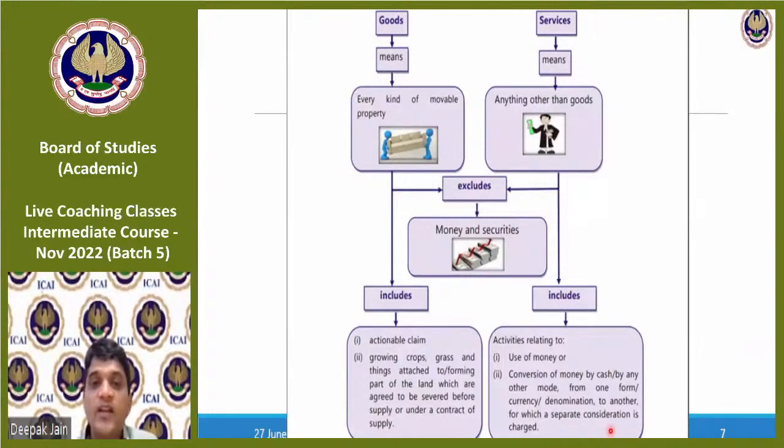Okay, so conversion of money by cash. If I give a 500 rupees note and you give me five 100 rupees notes, that is a conversion of money by cash or by any other mode from one form, currency or denomination to another. So this is not a change in currency. This is the same currency, you're giving a change. So this is not considered as a conversion of money. Even if I say, okay, it is covered under denomination, 100 rupees note or 500 rupees note, you're giving me 500. So it's a change in denomination. Yes, that's a change in denomination, but for which you don't take a separate consideration.